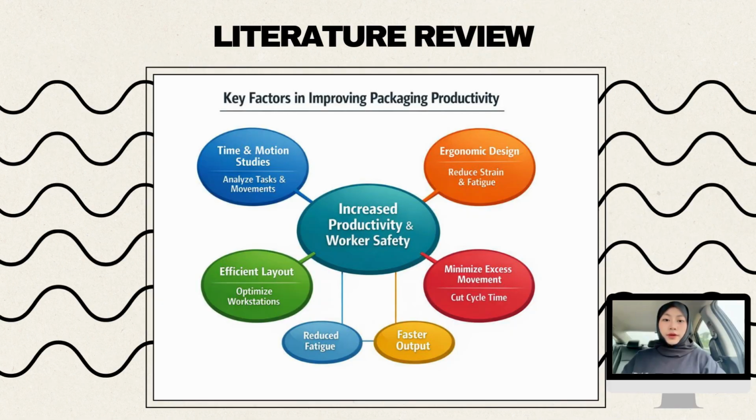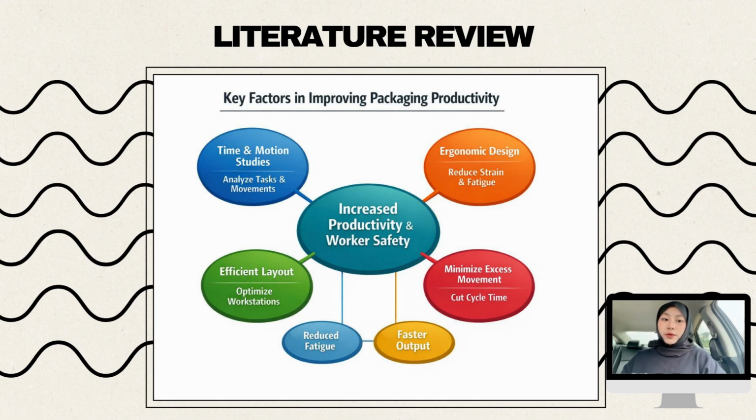Productivity is a key priority in manufacturing, especially in manual packaging operations. Packaging work often involves repetitive tasks, frequent material handling, and unnecessary movement between stations. Poor workstation layout and ergonomics can increase walking distance, cause worker fatigue, and slow down production. Ergonomic layout optimization focuses on designing workstations that match human capabilities, reducing unnecessary movement and physical strain.